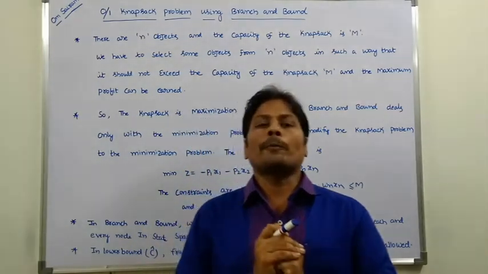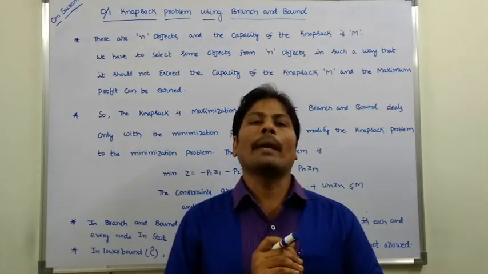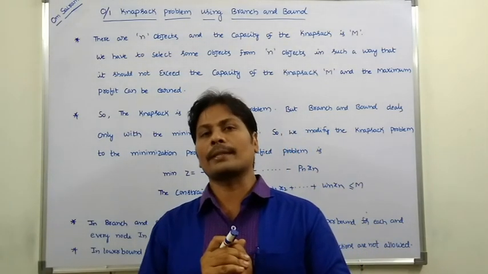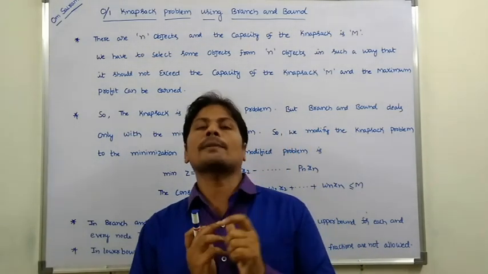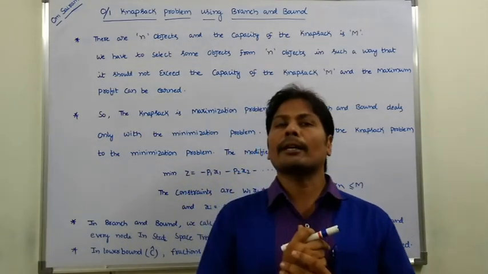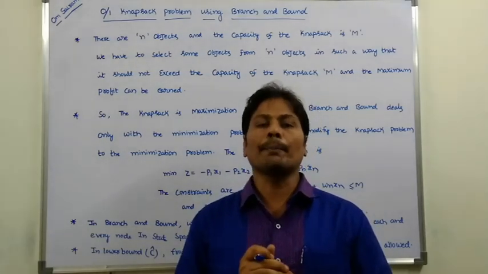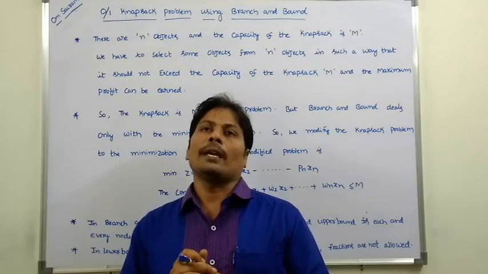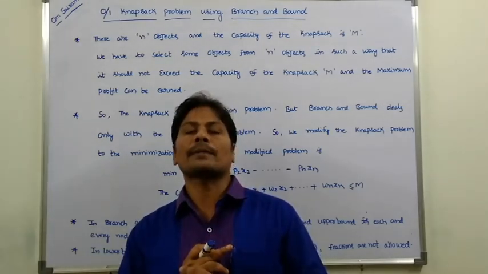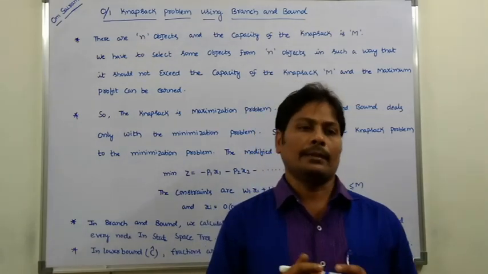So what is an optimization problem? An optimization problem may require either a maximum result or a minimum result. Some problems may require a maximum result, some may require a minimum result. It depends on the given problem. Okay. Now we will take the 0/1 knapsack problem using the branch and bound technique.